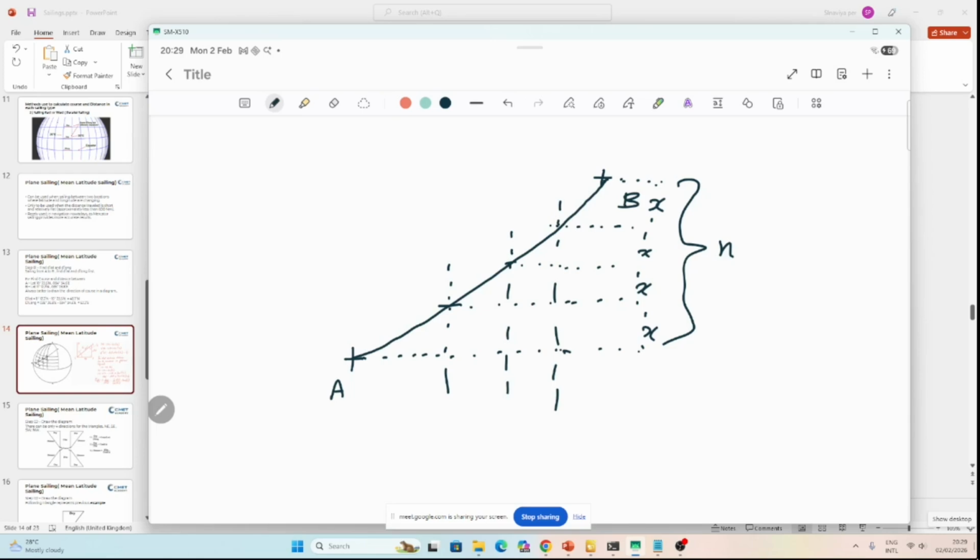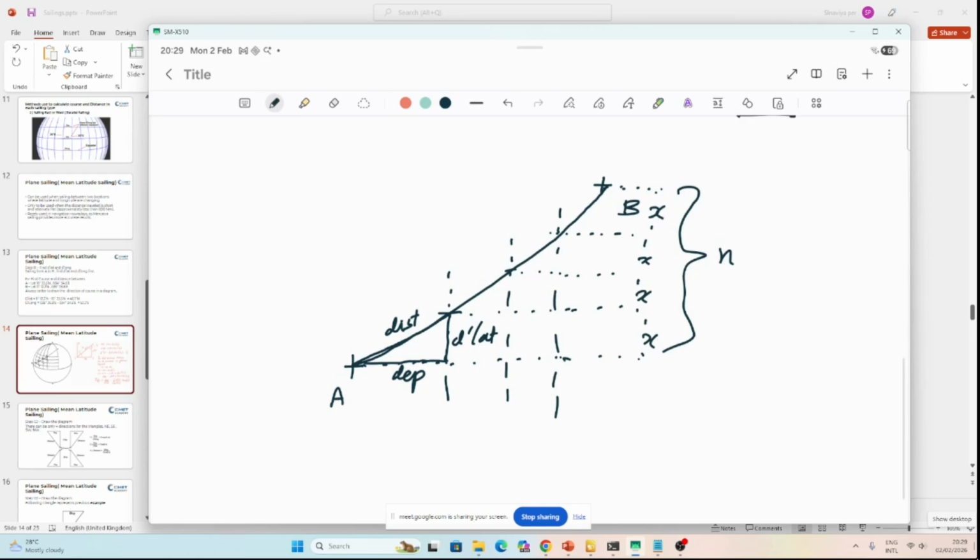So if I take this triangle, you can see this is the departure of the small triangle, and this is the distance that you travel, and this is the d-lat. Can you see that? Are we good? Yes, sir. Okay, the same way I can take this triangle and this triangle, it's the same thing.